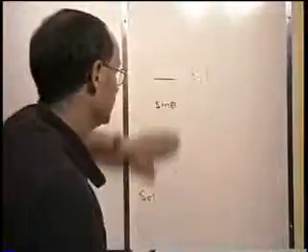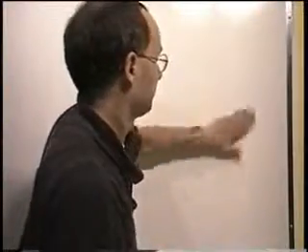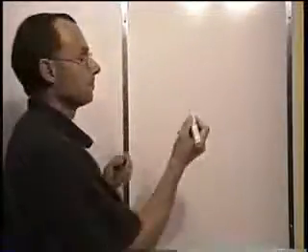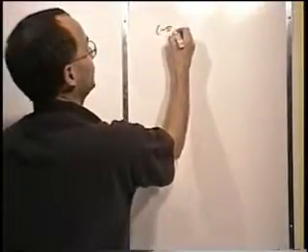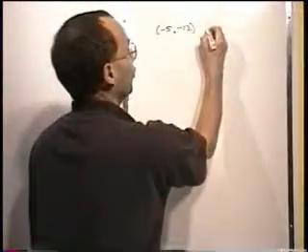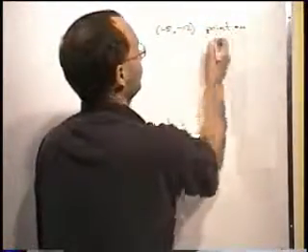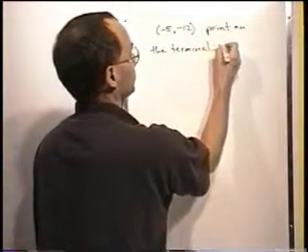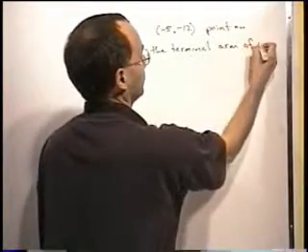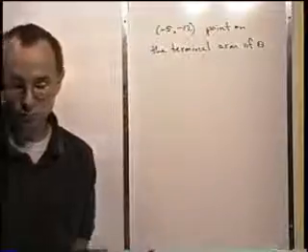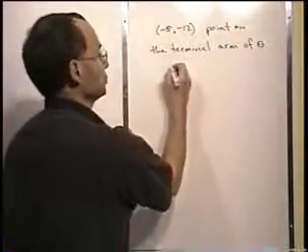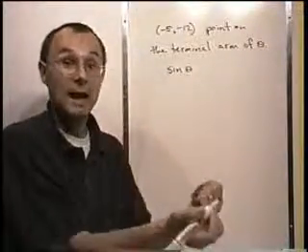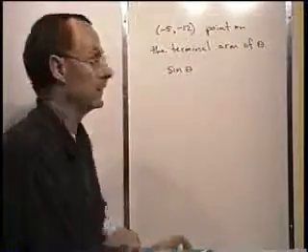Let's say we wanted to interpret something like this. Say we knew that we have a point at -5, -12, and this is a point on the terminal arm of theta. Now suppose we were interested in finding, just to start off with, sine theta. Now we could find cosine, tangent, any of the trig functions, but let's just start with sine.